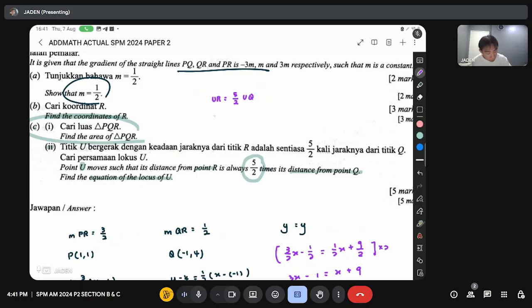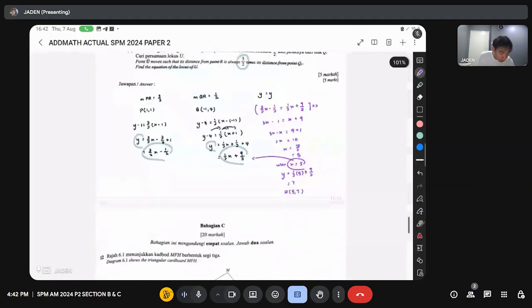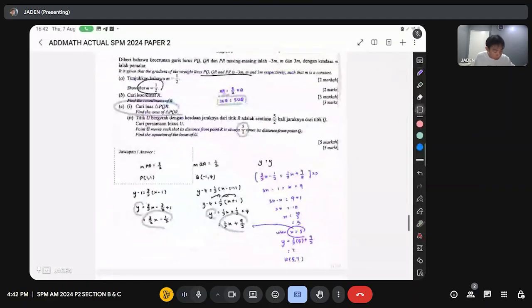Then the next step I would do is 2UR equal to 5UQ. Okay, 2UR equal to 5UQ. I'm gonna use this to get my equation of locus U. Okay, I move this to the left, and that's what I did. Let me find a space to continue my solution. I would have to minimize this.